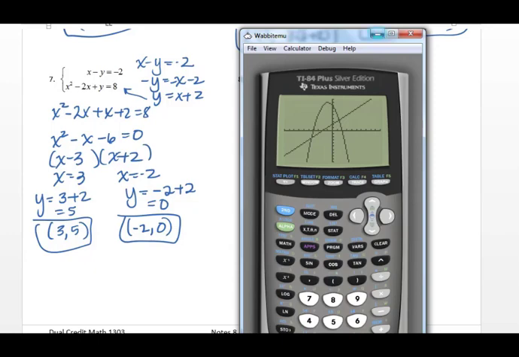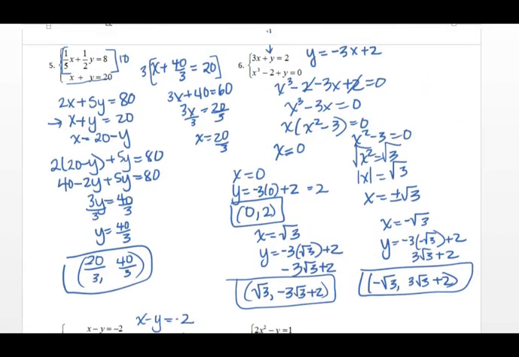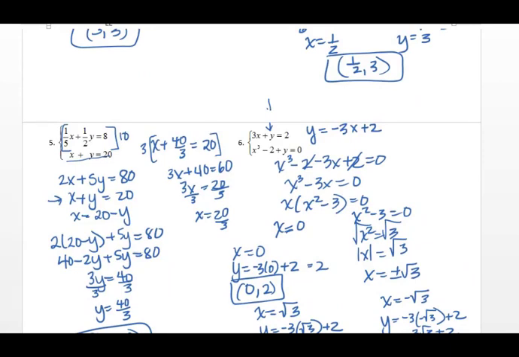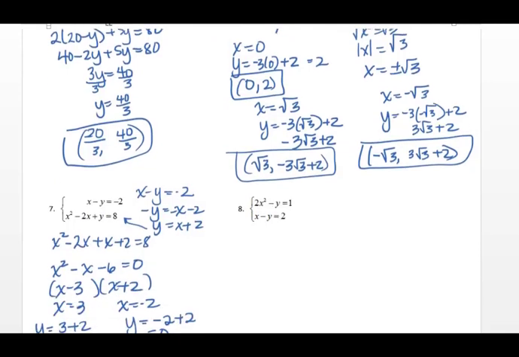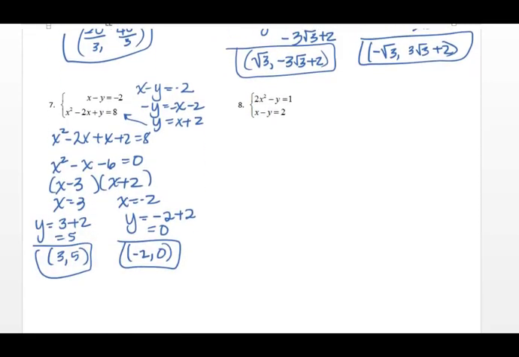All right. The previous problem we did, if you'll notice, is cubic. So it's going to cross. It could cross at 3 places, and it does cross at 3 places. All right. Now let's try number 8.